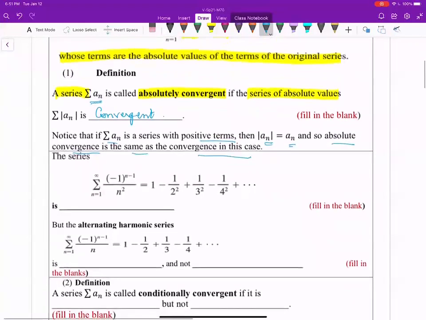Now let's take this series, the series sigma of negative 1 to the power n minus 1 over n squared. If you substitute values n equal to 1 through infinity, then you get 1 minus 1 over 2 squared plus 1 over 3 squared minus 1 over 4 squared, etc. And this series is absolutely convergent.